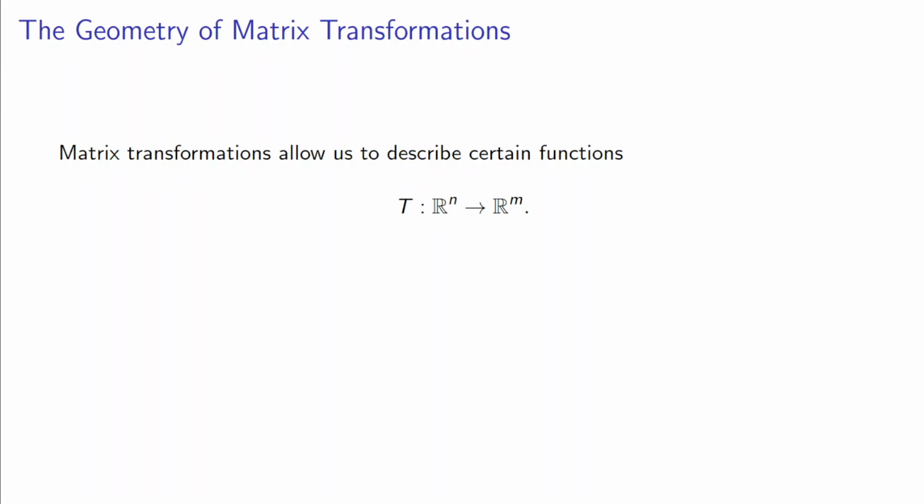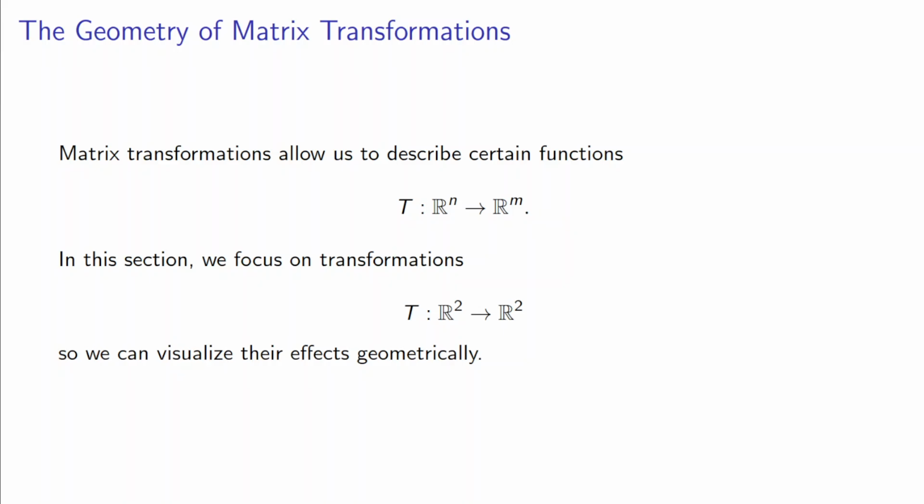As we've seen, matrix transformations allow us to describe functions T going from Rn to Rm. In this section, we want to focus specifically on transformations going from R2 to R2 so we can visualize their effects geometrically. We've done this a bit already in previous videos, but we're going to be more specifically focused on that here.